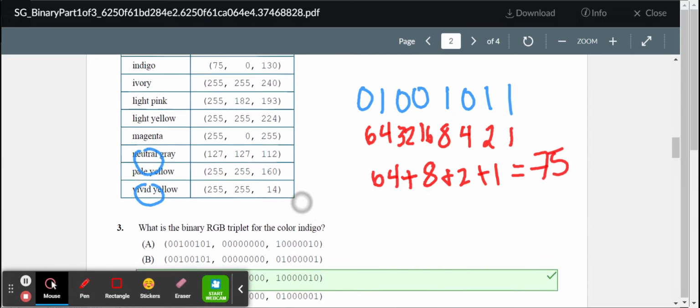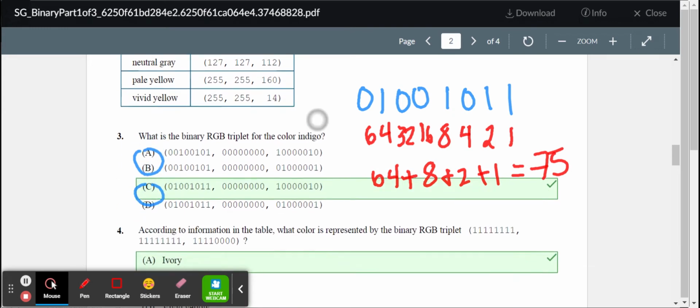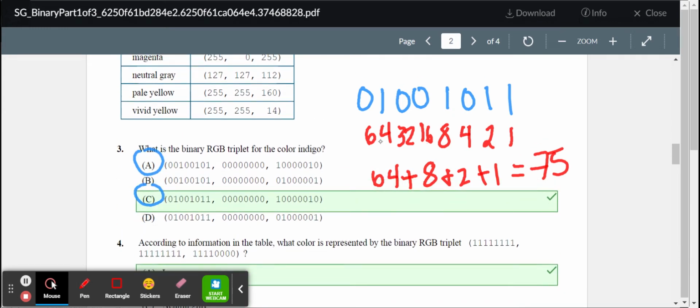75. And that's what our first number is for indigo, 75. So we know C is the right value. So again, you could always write this out, remembering that this is 2 to the 0 power, to the 1 power, to the second power, to the third power, so on and so forth, and figure it out, which is awesome.